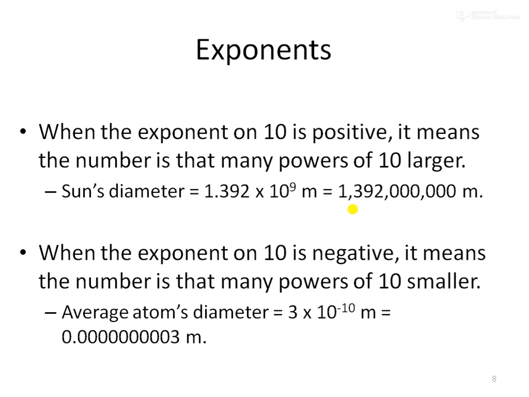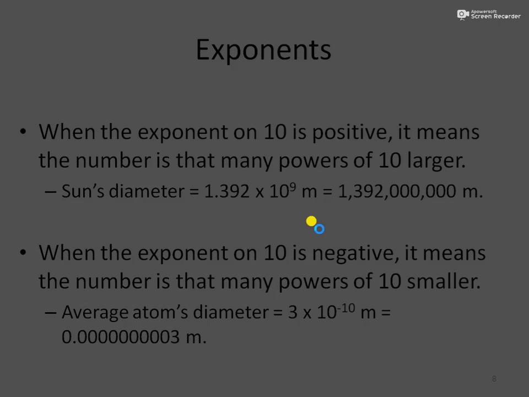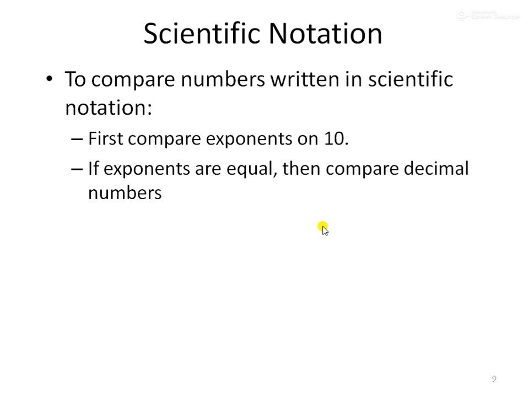You can see that in this case the power was minus 10, so it is a very small number, and that is what actually happens. The average atom's diameter is very small, whereas when we look at the diameter of the sun, you can see how big it is. So when comparing numbers written in scientific notation, first we have to compare the exponents of 10. Then, if the exponents are equal, we compare the decimal numbers.